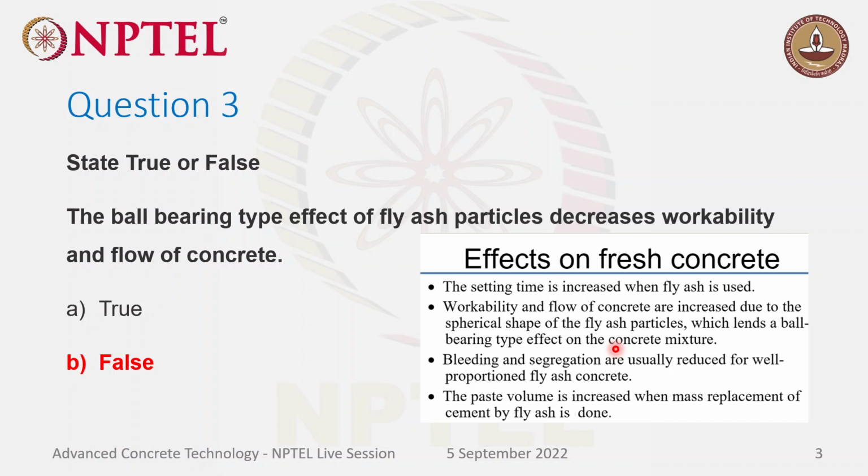So the fly ash particles are more or less spherical in shape, which gives a ball bearing type of effect, which makes the fly ash flow easily. So it increases the workability and flow of the concrete. So the correct answer is false, because they are saying that it decreases. It does not decrease, it increases the workability. Okay.